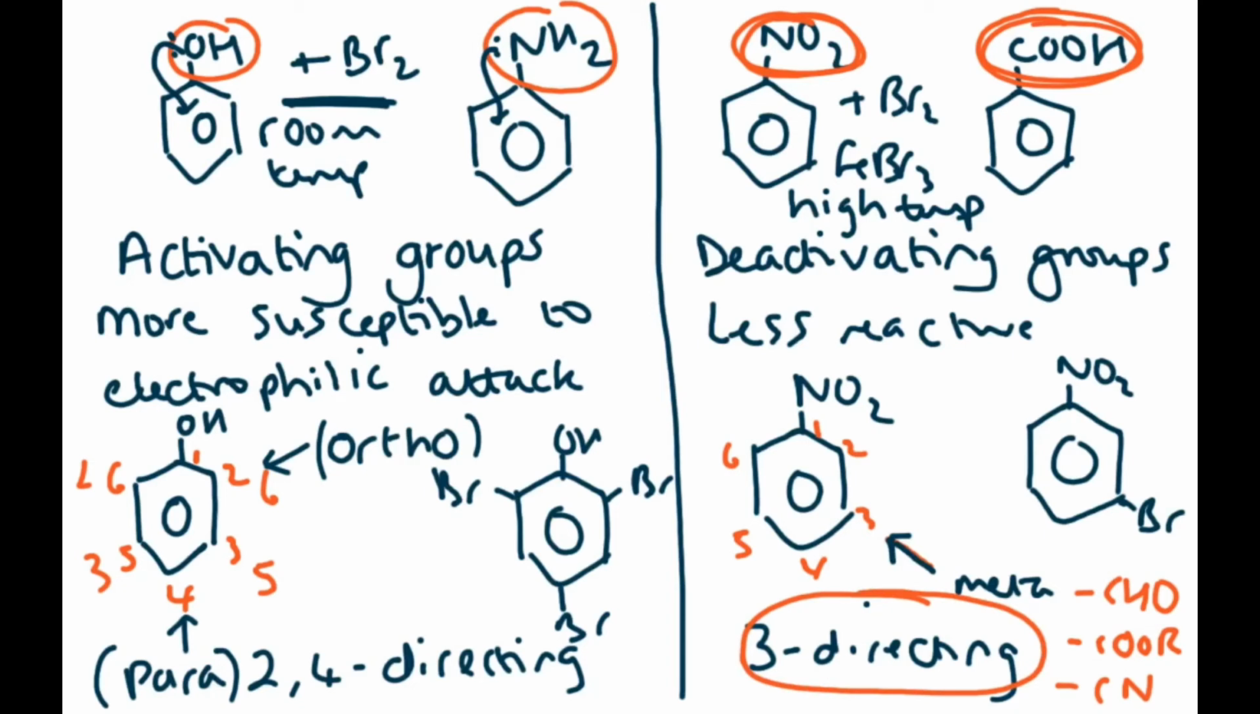Whereas if the substituent on the benzene ring is an OH or NH2, or if it is an R group on there, or if it's a halogen, then it's a 2,4-directing group. Okay, now this is really important for organic synthesis. So let's just quickly see this as an example in organic synthesis.